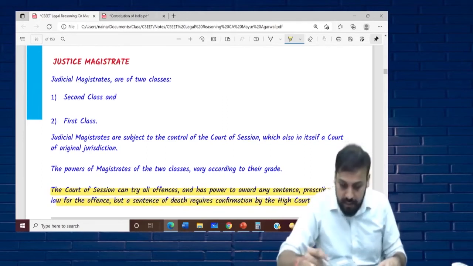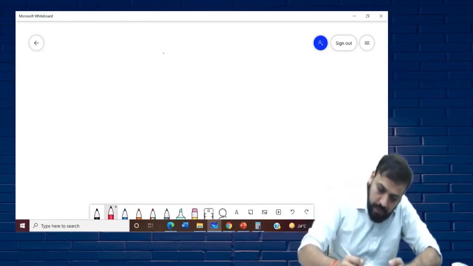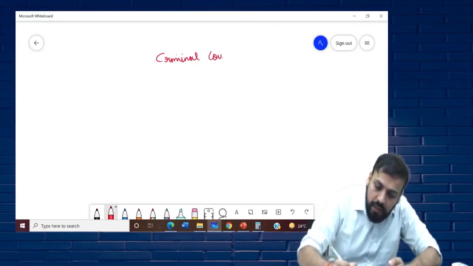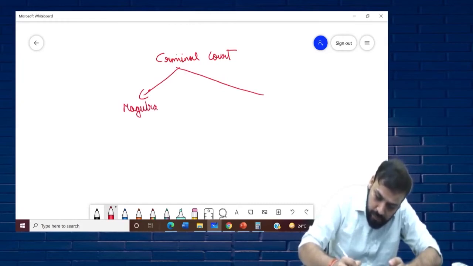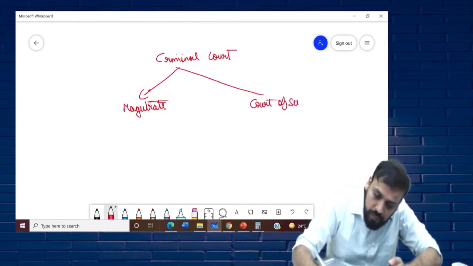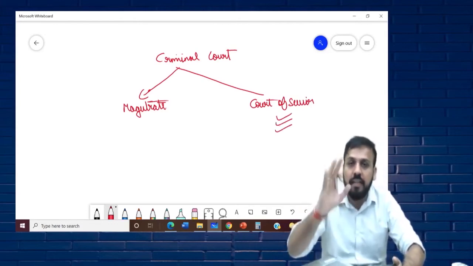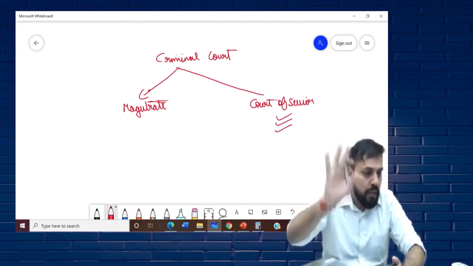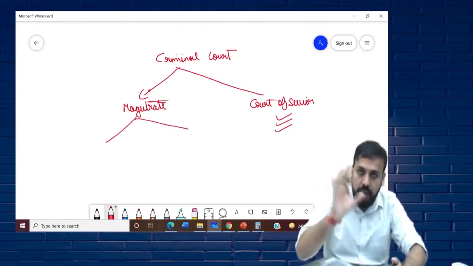Are you understanding this? So in criminal matters, I'll explain again. Criminal courts have two things: one is the magistrate and one is the court of sessions. Which is superior? Court of session. It can declare death sentence and lifetime imprisonment, but a magistrate cannot declare more. They have a little less scope.